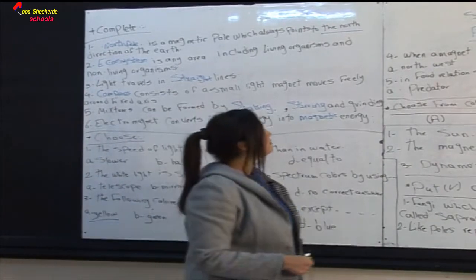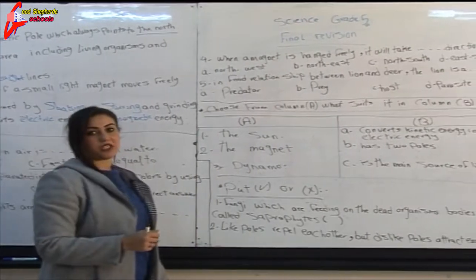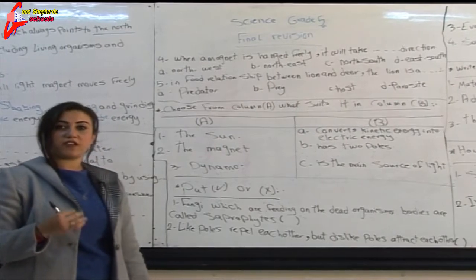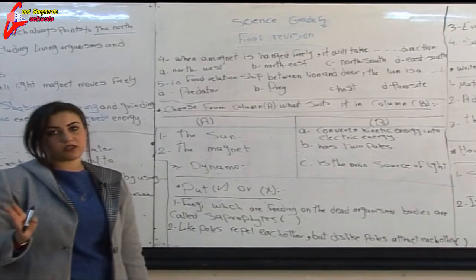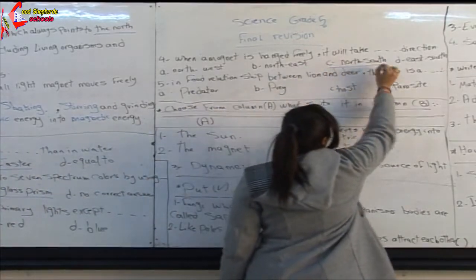Number 4, when a magnet is hung freely, it will take blank direction. As we said before, if we hang a magnet to move freely, it will take a fixed direction, north and south. So the answer, north, south direction.